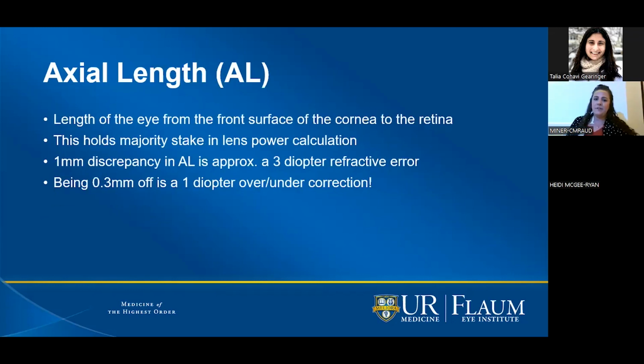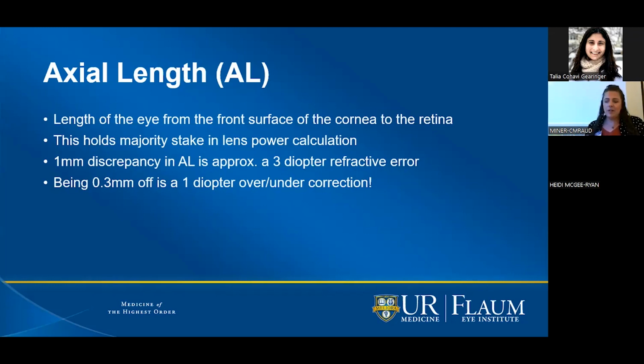So just to touch on a few of the major things that we're measuring with biometry, the first one, like we talked about, is axial length. That's the length of the eye from the front surface of the cornea to the retina. This number holds the majority stake in our lens power calculation, so it's the biggest percentage of what the calculation is based on. If you have a 1 millimeter discrepancy in the measurement of your axial length, that's going to give you approximately a 3 diopter refractive surprise postoperatively.